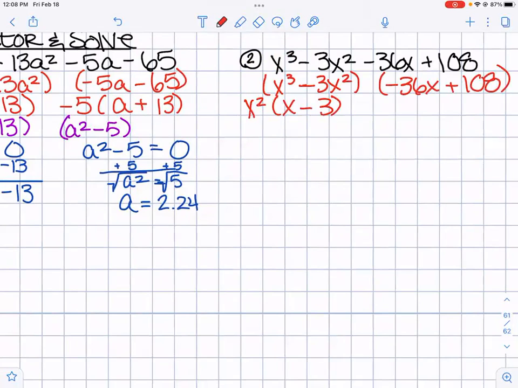Got any guesses what comes out of the second one? 9 does go into both these numbers. But check this out. We want our parentheses to be x minus 3, right? So what do you think you have to take out of that? -36. Okay, so then it switches to x. This switches to minus because we took out a negative. And guess what 108 divided by 36 is? 3.